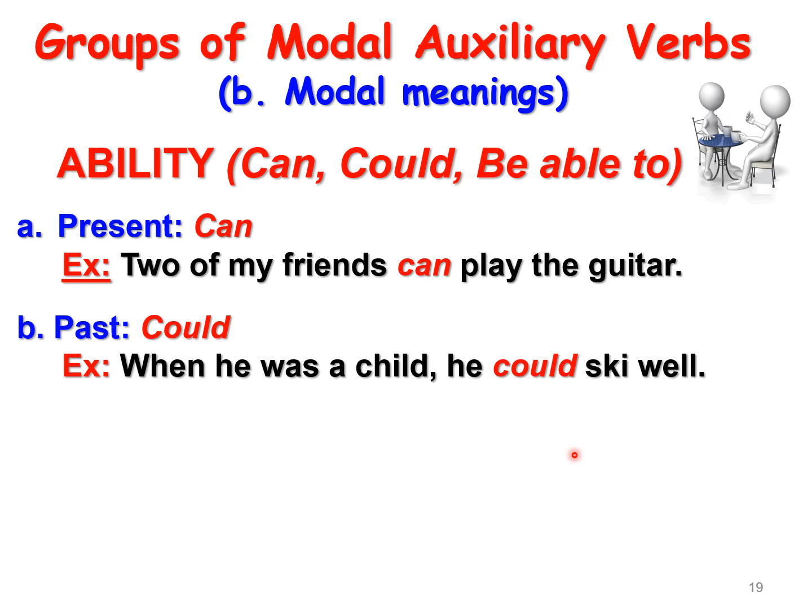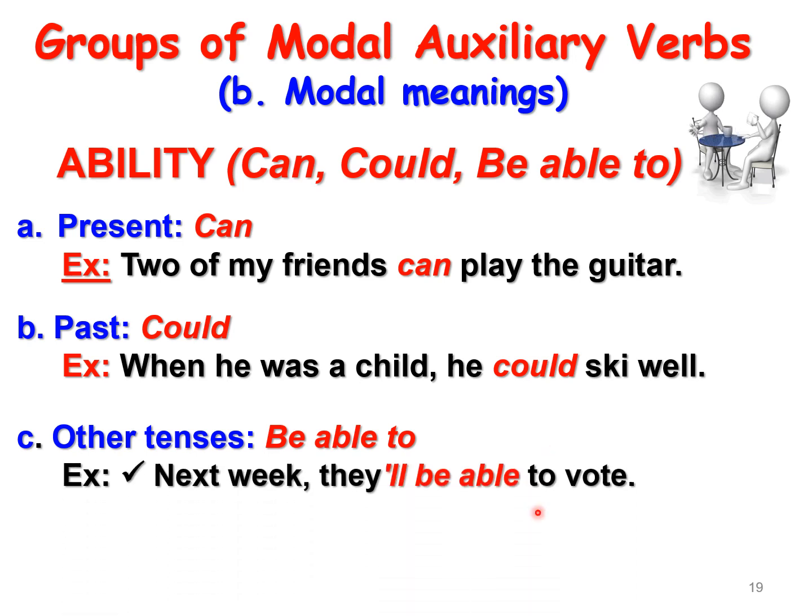How about ability in other tenses with be able to? You can see an example: next week, they'll be able to vote. Next week, they will be able to vote. So here you can talk about ability, right? Next, let's go to the next slide.